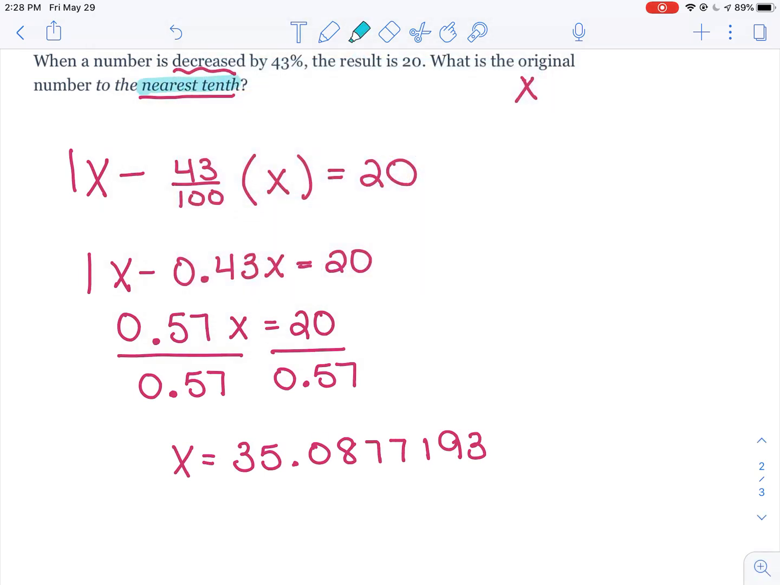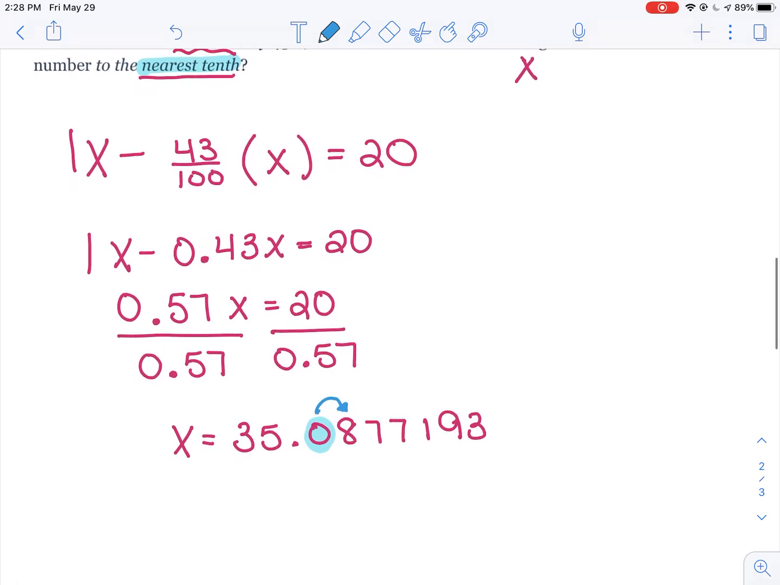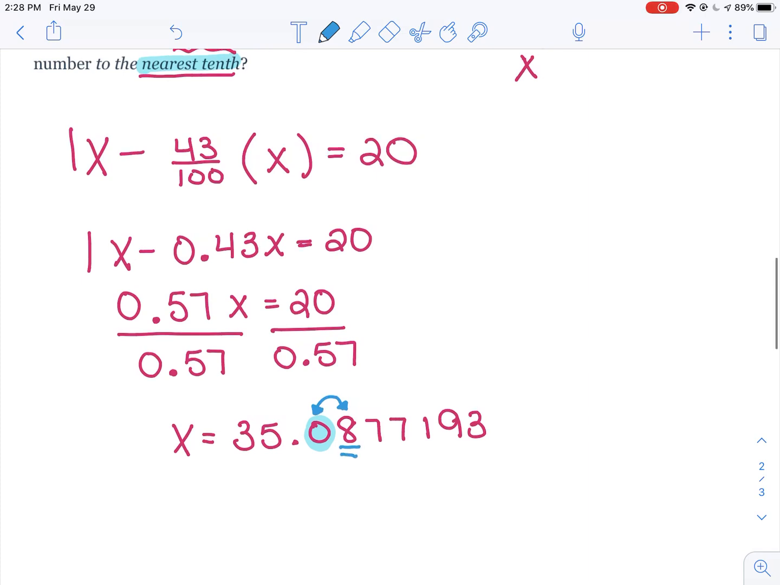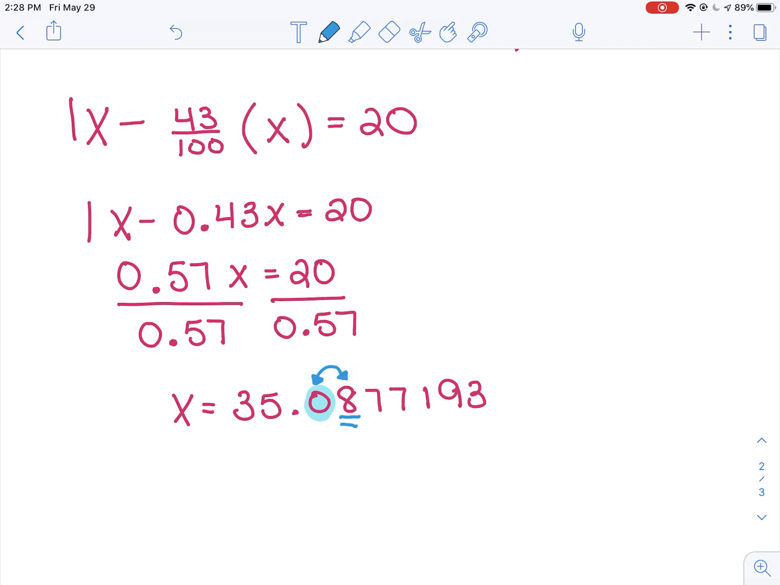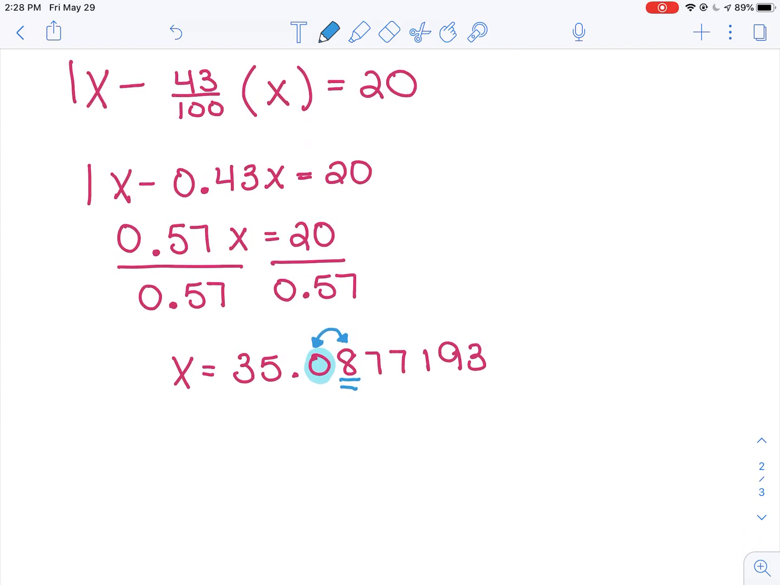Okay, so the tenths place is the one right next to the decimal on the right. But in order to round to the tenths place, we have to look at the number right to the right of that digit, and that's an 8. So the saying is usually 5 or above, give it a shove. 4 or below, let it go. So because this 8 is bigger than 5, we're going to bump the 0 up to the next number, which is 1. So x would be 35.1 because the 8 told me to bump it up.